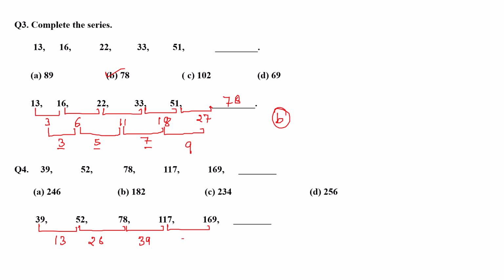See, when I am talking about the difference, it is always the big number minus the smaller number. Here the difference is 52. And if you see this 13, 26, 39, 52, they are just the multiples of 13. 13 times 2 is 26, 13 times 3 is 39, 13 times 4 is 52. So next will be 13 times 5, which is 65. So here you have to add 65 to 169. So if you add it, you will get 234. So the option is option C. So I hope it is clear to everybody.